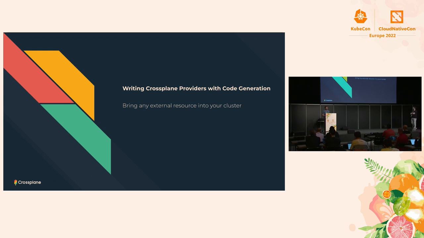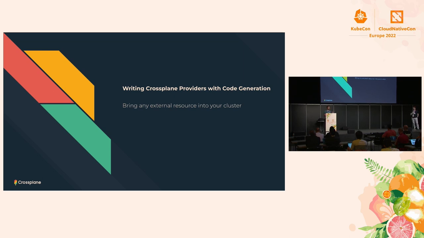Writing Crossplane providers. Crossplane providers allow you to bring any external resource, any external API, into your cluster as CRDs. This is not really a novel thing, but with the runtime and code generation tooling we built, we now have a framework optimized for interacting with CRUD external resource APIs. For example, the main thing with Kubernetes controllers is apply logic: update if it already exists, and create only if it doesn't, etc.